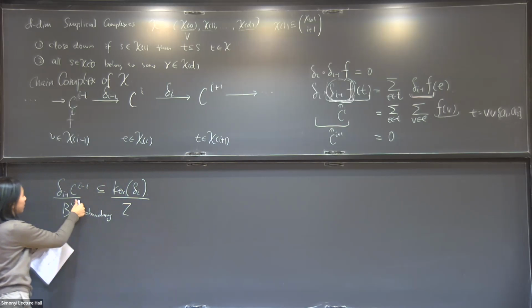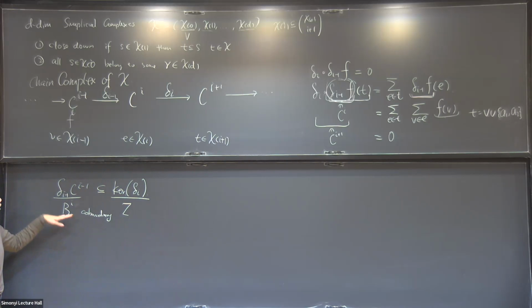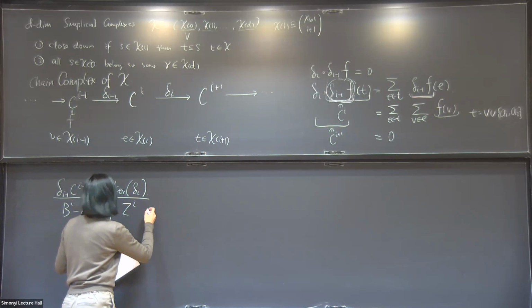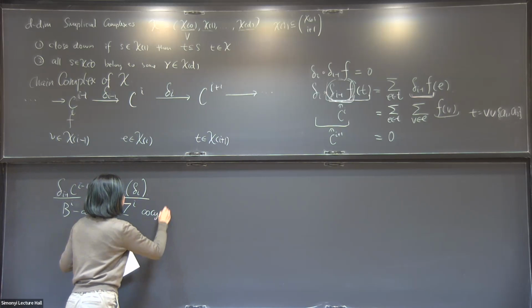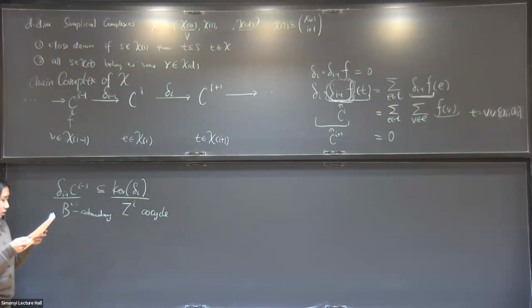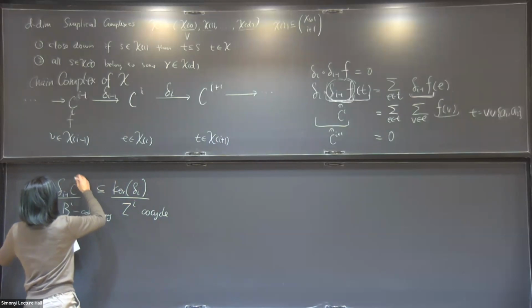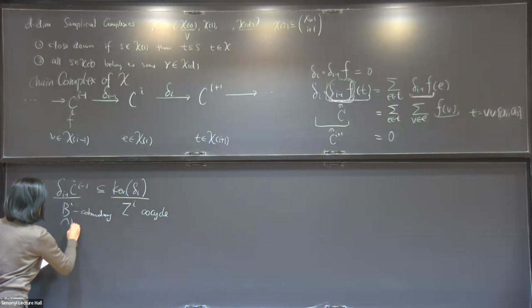oh, actually, sorry. It should be B_i. So the convention is that because these are functions in C_i, they will all have index i here. So B_i will be coboundary and Z_i will be cocycle. Okay, so these are also functions in C_i. They're all functions in C_i.